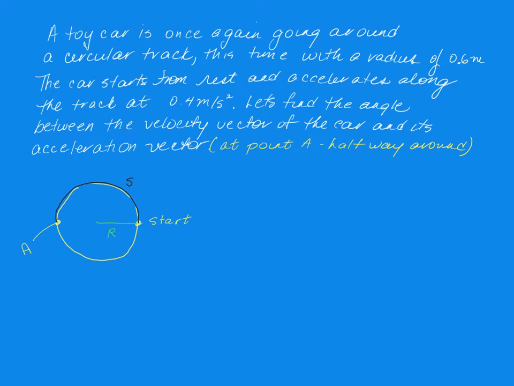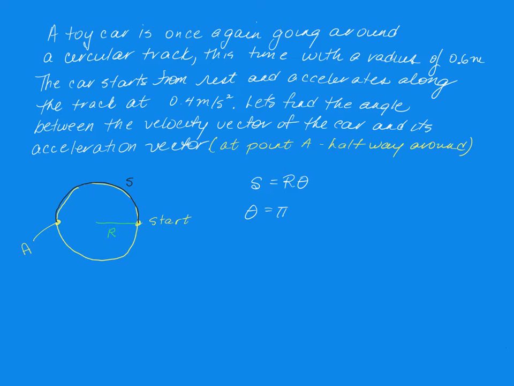Okay, so hopefully you remembered the formula that relates arc length and radius and angle. S is equal to R theta. And again, theta has to be in radians. And you should have gotten that theta was equal to pi.